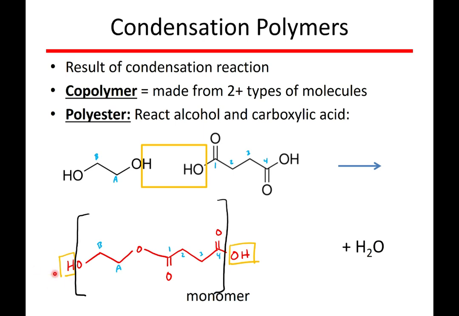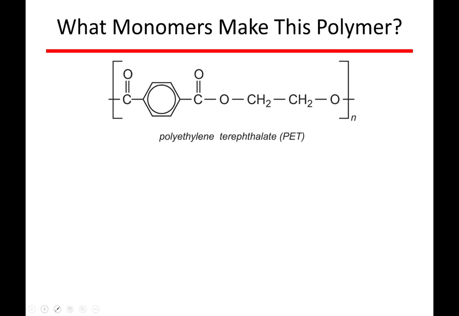Now, the reason why this H and this OH are excluded from the brackets, they're excluded from the monomer unit, is that in order for you to polymerize it, these atoms have to get eliminated as you elongate the chain, going to the right and going to the left. So it's just the stuff inside of this bracket that is going to be the repeating unit in your polymer. Let's take a look at a second example of a polyester.